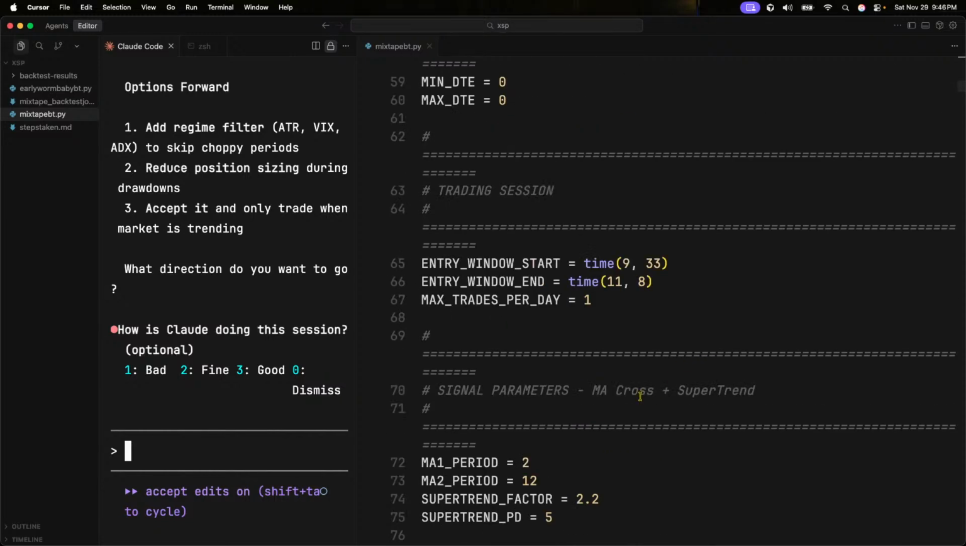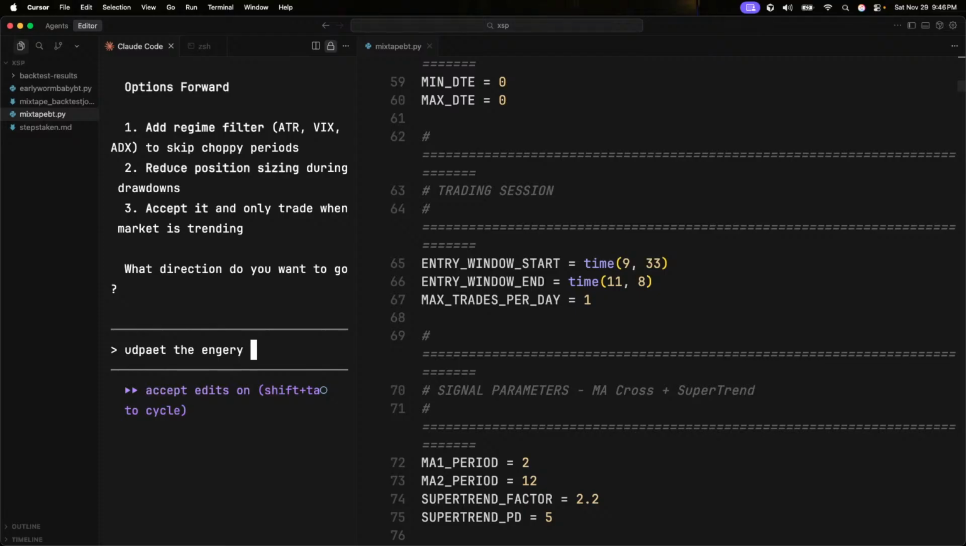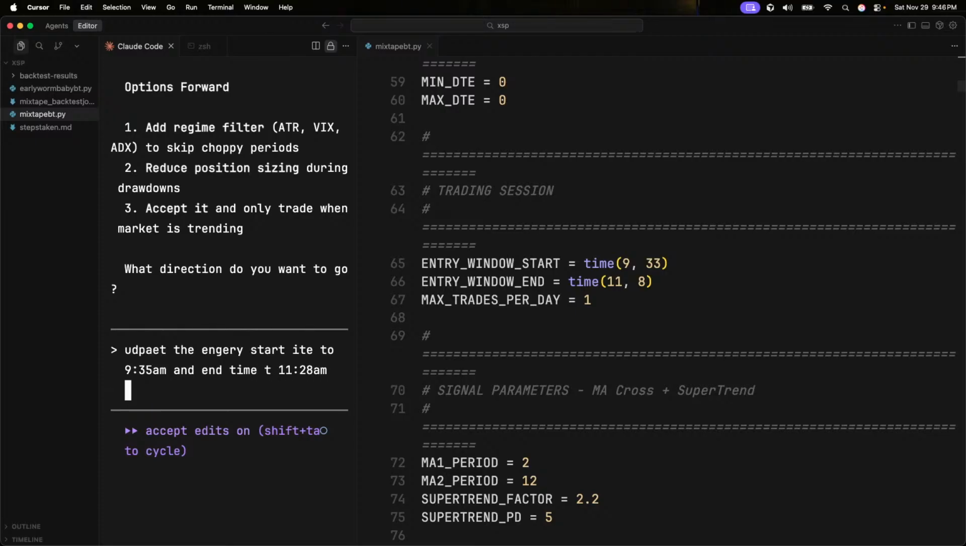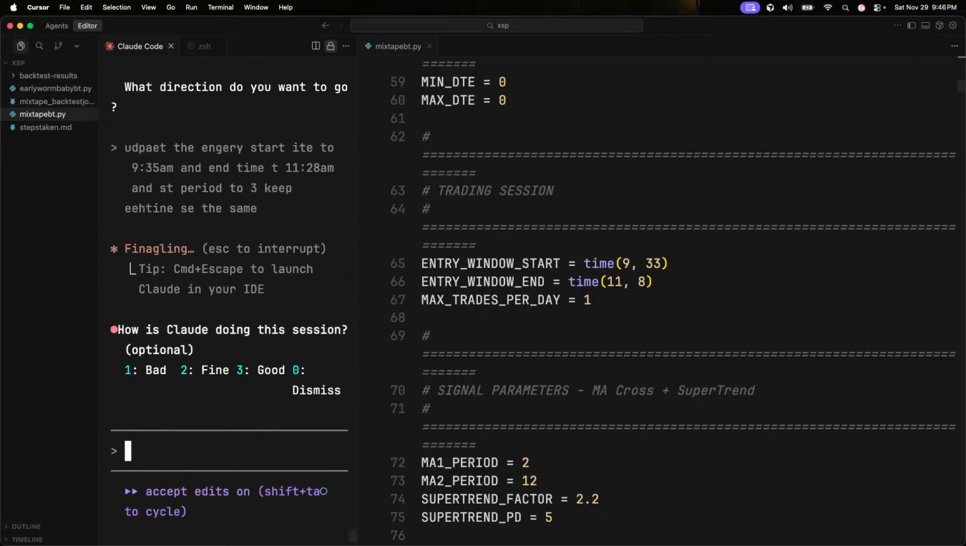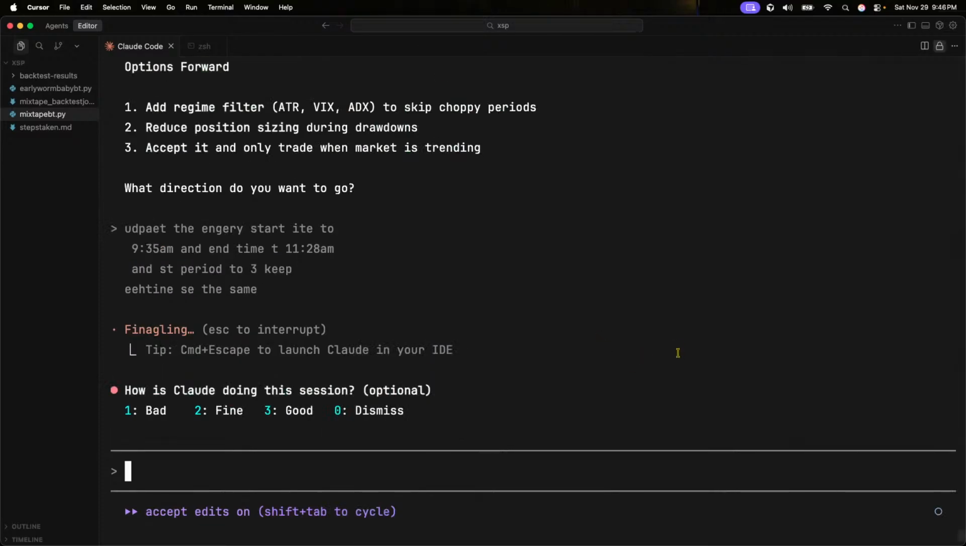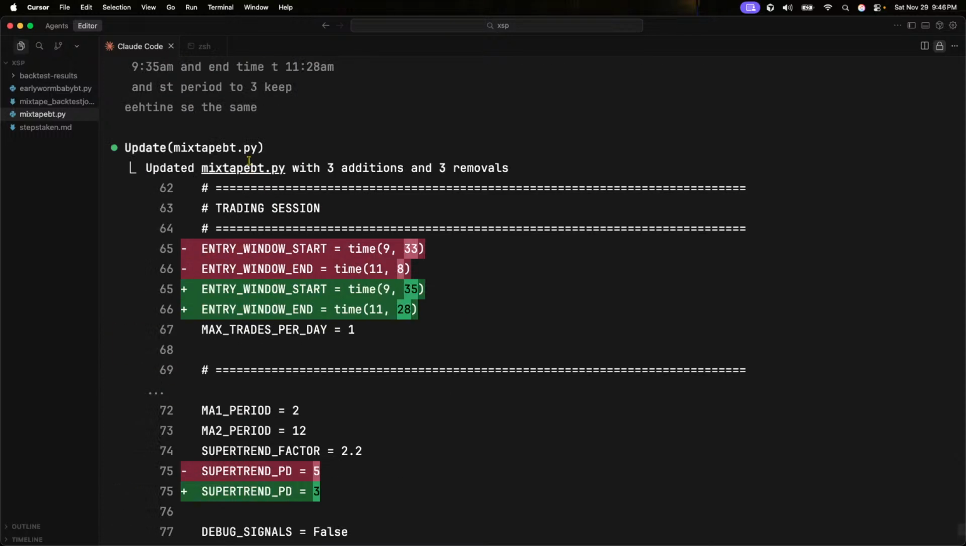So update the entry start time to 9:35 a.m. and then end time to 11:28 a.m. and then ST period to 3 and keep everything else the same. All right, beautiful. I think this is going to slide. All right, let me copy that.